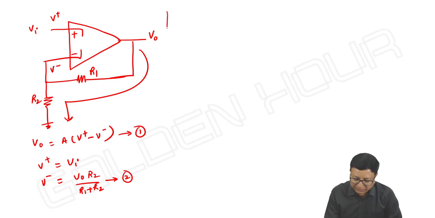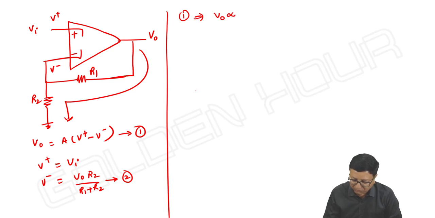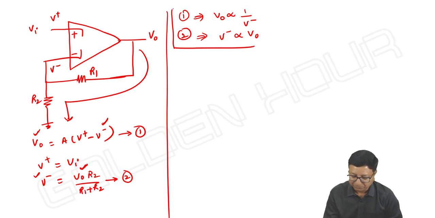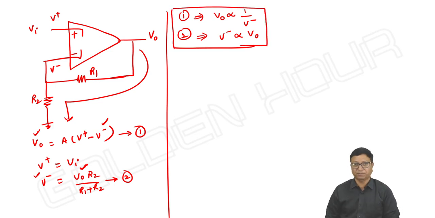Now, from equation 1, what we can write is V output is proportional to 1 by V minus. Actually, it's a negative sign, meaning V output is inversely proportional to V minus. And the second thing, from equation 2, I can write V minus is proportional to V output. If V output increases, V minus will increase, and if V output decreases, V minus will decrease. Whereas if V minus increases, V output decreases, or if V minus decreases, V output will increase. That is an inverse relation. This is a very, very important point to be observed.